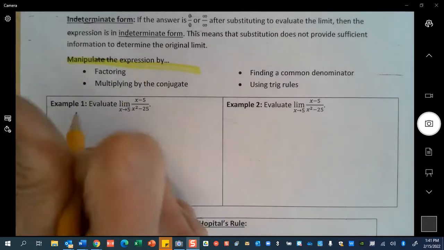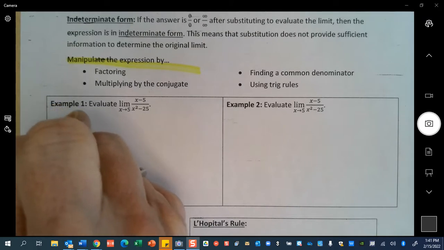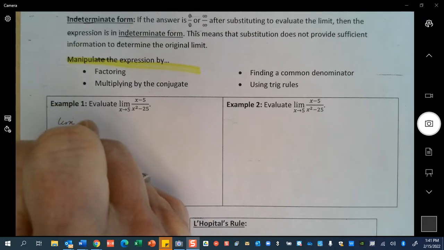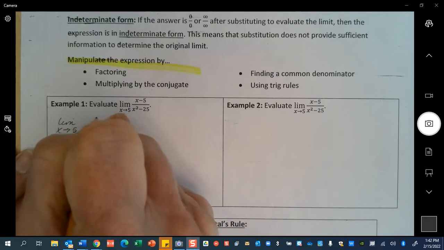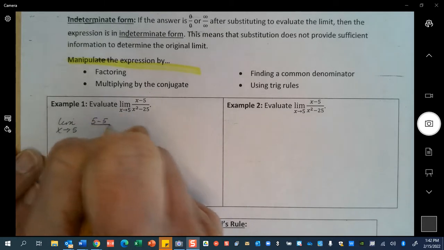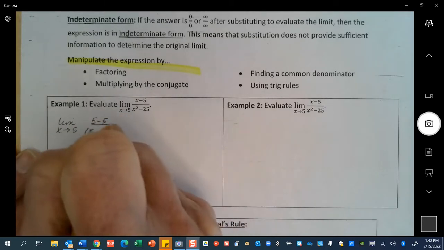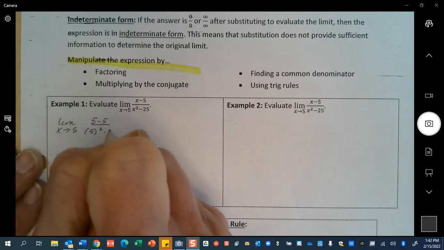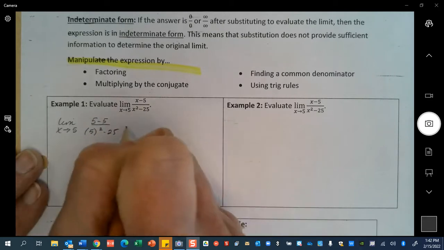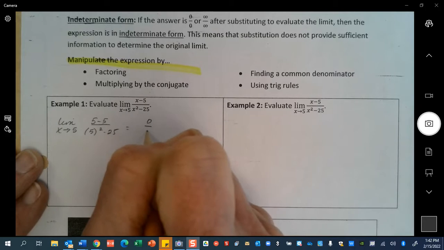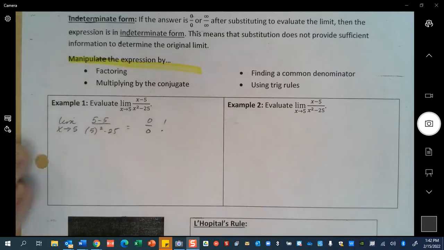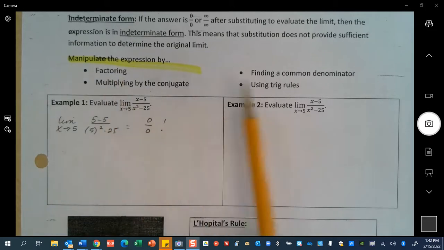If I go to evaluate the limit as x approaches 5, and I plug in 5 in my numerator, and I plug in 5 in my denominator, I wind up with 0 over 0. And that was a problem. Which one of these strategies can help me out here?